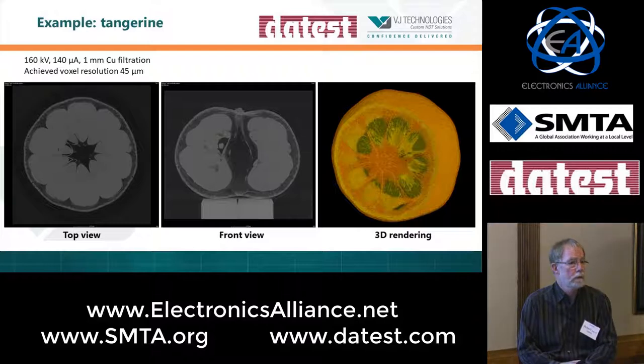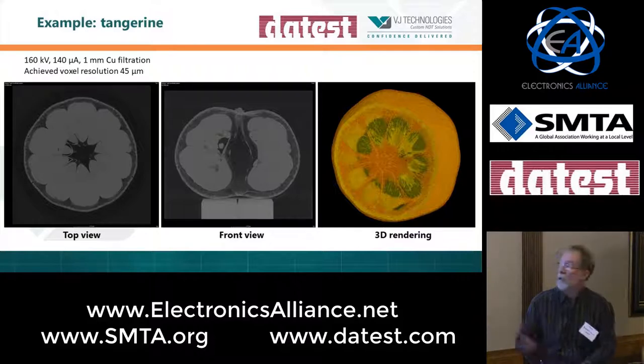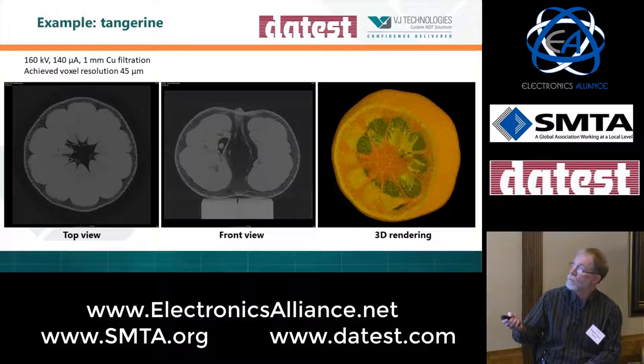This is a tangerine. Why would you want to do a tangerine? Well, in this instance, a researcher at a university in California doing crop yield research, disease eradication research, and DNA analysis wanted some images of citrus fruit in various stages to put in his report to show visual markers of deterioration and hybrid improvement. We didn't know anything about citrus fruit. We do know how to make good images. So we made a deal. We said, hey, we'll give you some images. You can do the interpreting. And we did. And we used, as you can see, about 160 kV of energy on that at 45 micron voxel resolution.